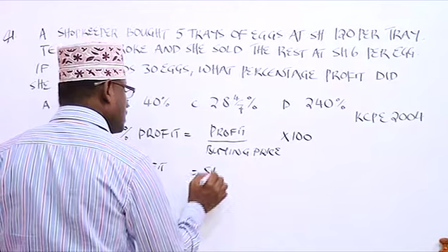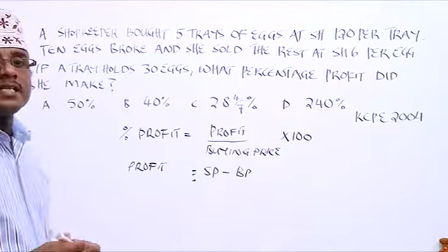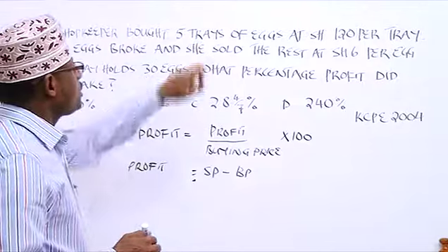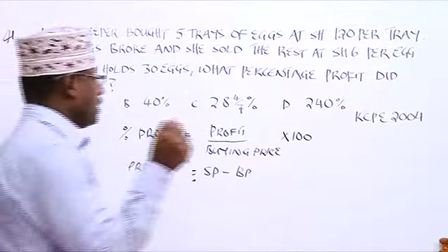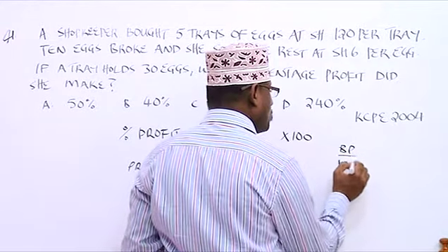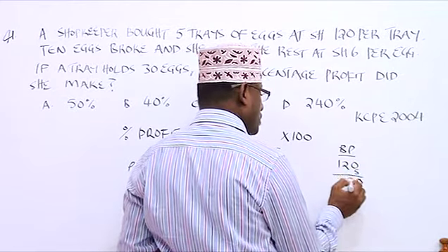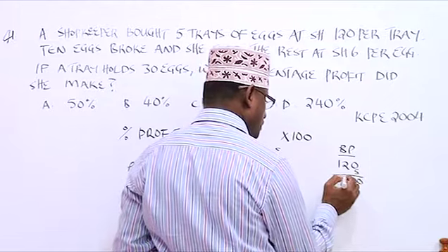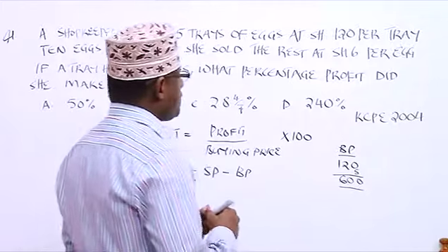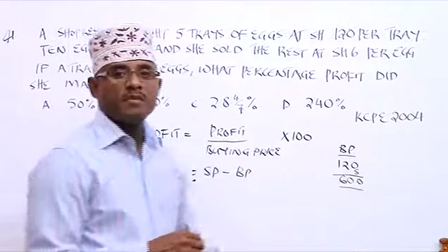the selling price minus the buying price, okay? So what is the selling price and what is the buying price? Let's start with the buying price. A shopkeeper bought 5 trays of eggs at 120 per tray. So our buying price is 120 shillings multiplied by 5 trays. So the buying price is 600 shillings. 120 per tray multiplied by 5 is 600.